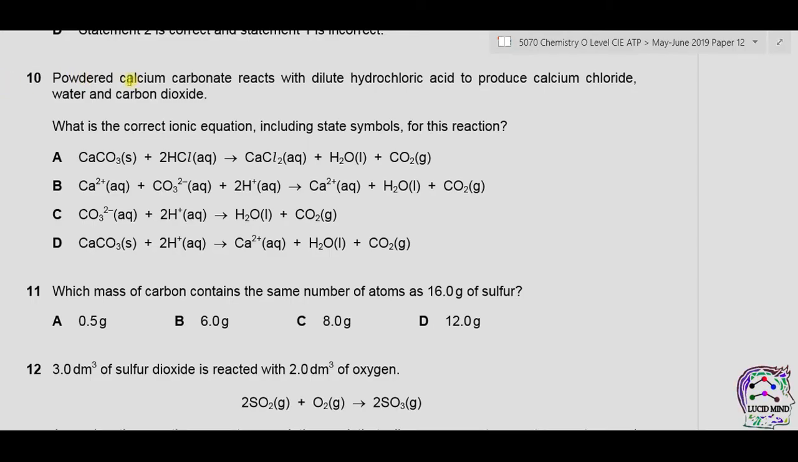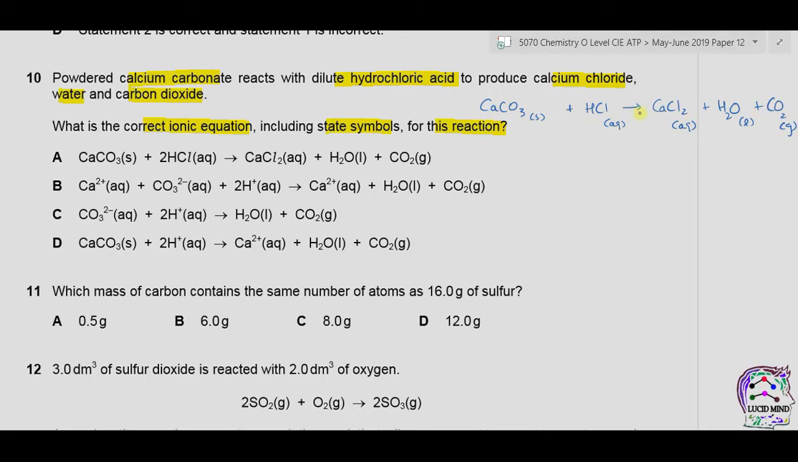Question number 10. Powdered calcium carbonate reacts with dilute hydrochloric acid to produce calcium chloride, water, and carbon dioxide. What is the correct ionic equation including state symbols for this reaction? Let's write equation for this reaction. We have calcium carbonate which is solid. It reacts with HCl, which is aqueous, to form calcium chloride, which is aqueous because it is a soluble salt, water, liquid, and carbon dioxide, gas.